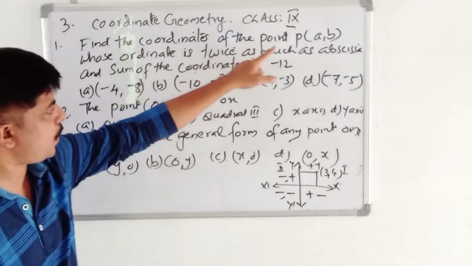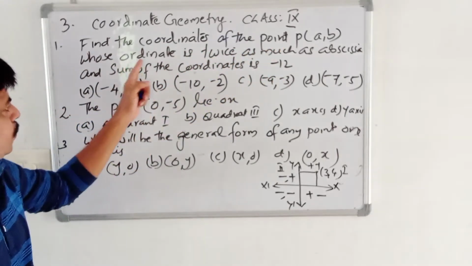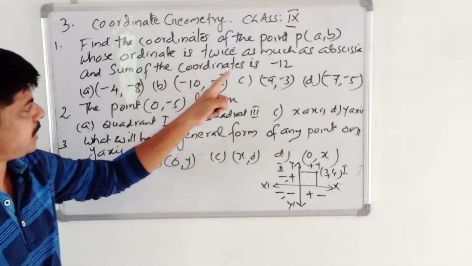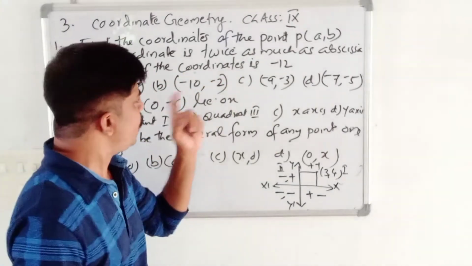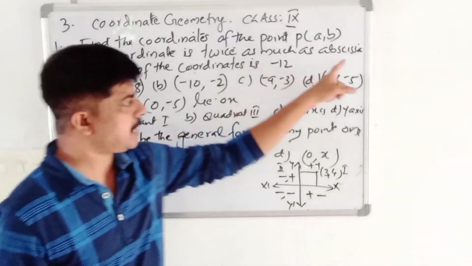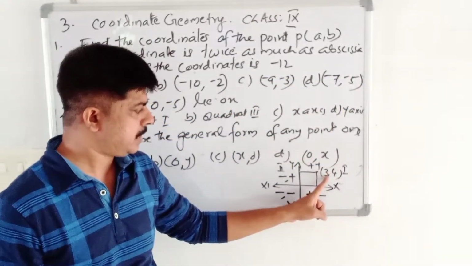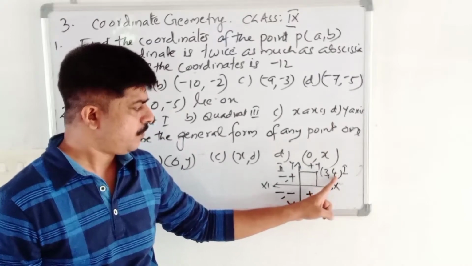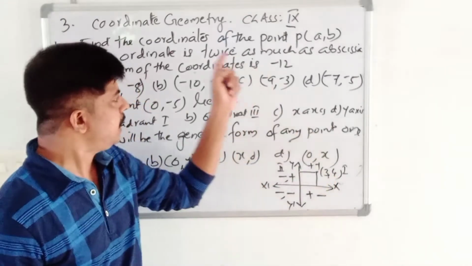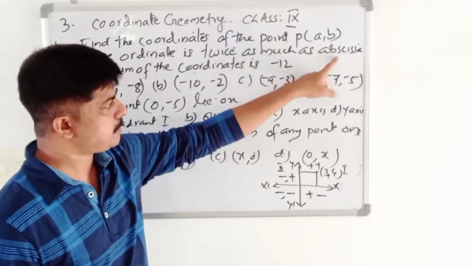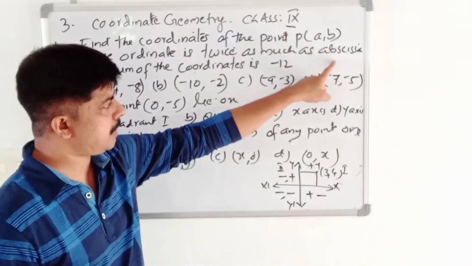Find the coordinates of the point P whose ordinate is twice as much as its abscissa and the sum of the coordinates is negative 12. We know that abscissa is the x-coordinate and ordinate is the y-coordinate. Ordinate is double the abscissa.